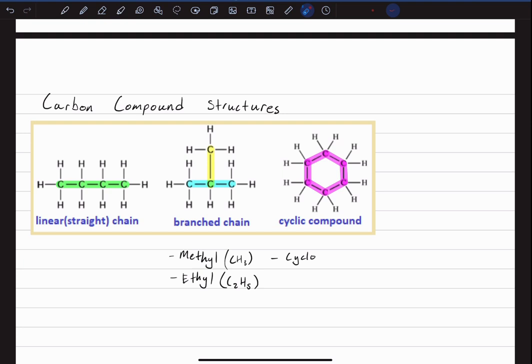Lastly, we have cyclic compounds, which are represented by the ring of carbon atoms in the compound. These typically have a prefix of cyclo in compounds such as cyclohexane.